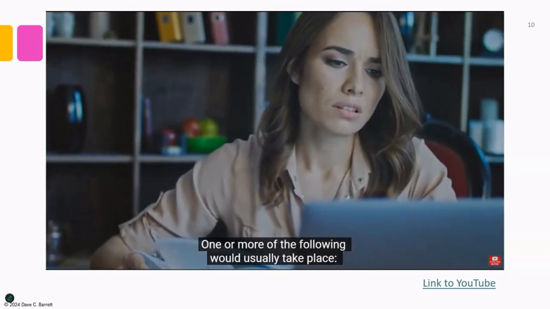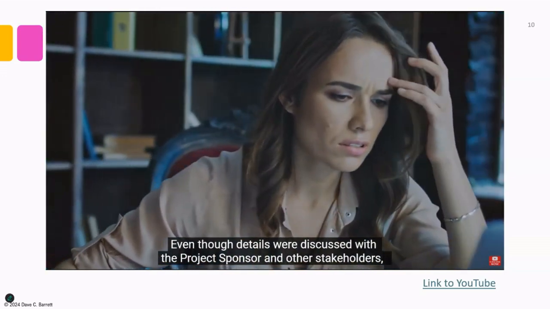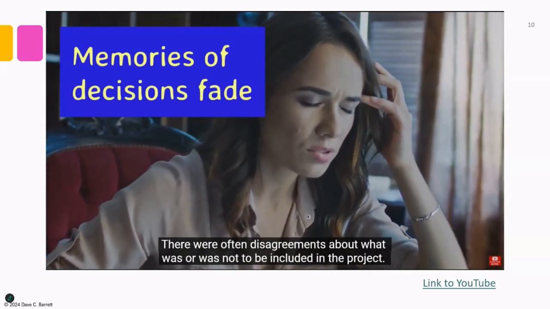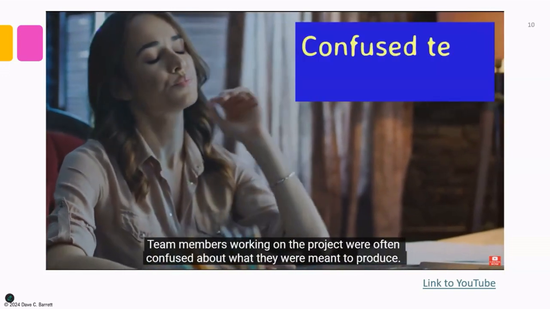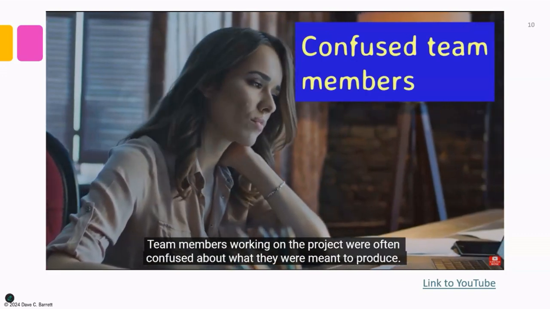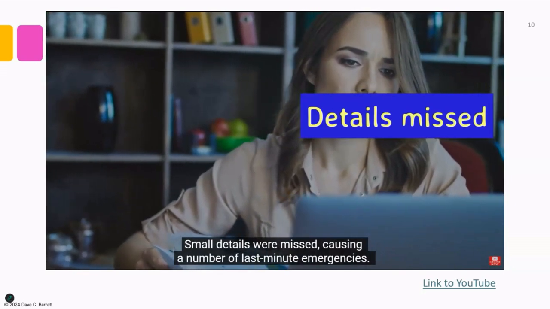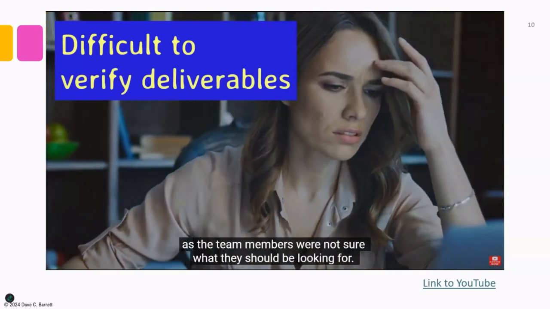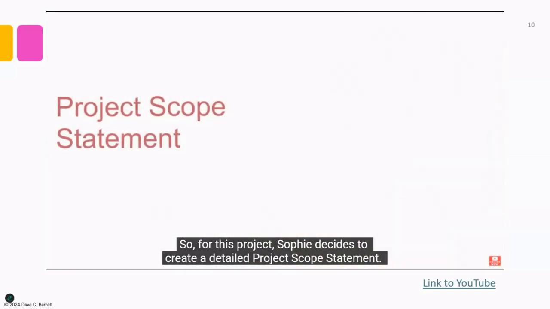One or more of the following would usually take place. Even though details were discussed with the project sponsor and other stakeholders, memories of the discussion and decisions would fade over time. There were often disagreements about what was or was not to be included in the project. Team members working on the project were often confused about what they were meant to produce. Small details were missed, causing a number of last-minute emergencies. Verifying the quality of the completed deliverables was difficult, as the team members were not sure what they should be looking for. So for this project, Sophie decides to create a detailed project scope statement.